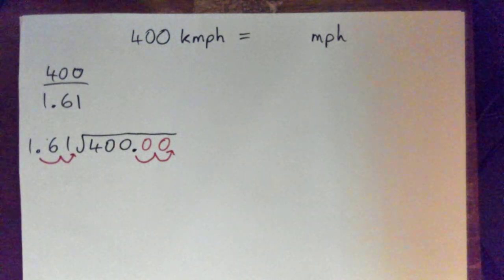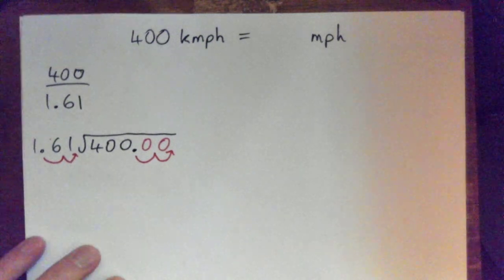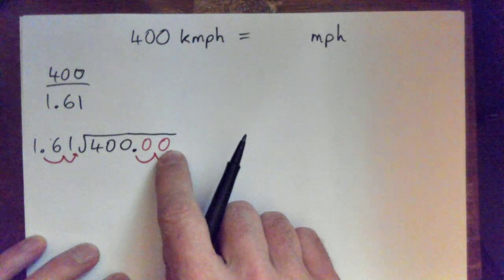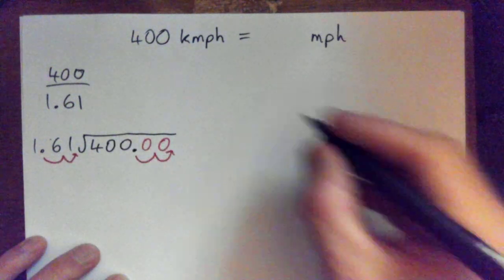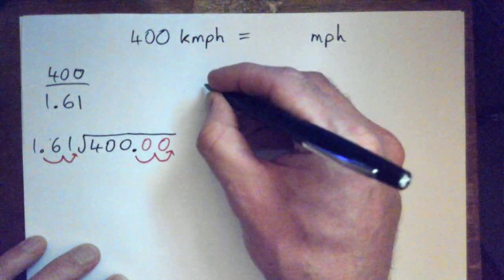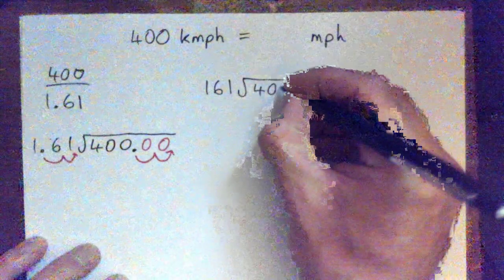All right, so we've got 1.61 into 400, and we've moved the decimal points over. So you can see that okay, right? Yeah. So it becomes 161 into 400 and then 2 more zeros, right?